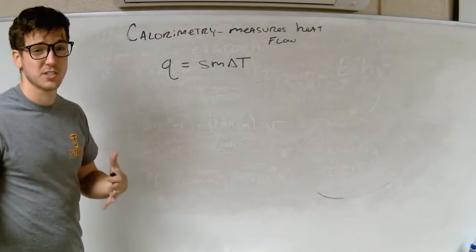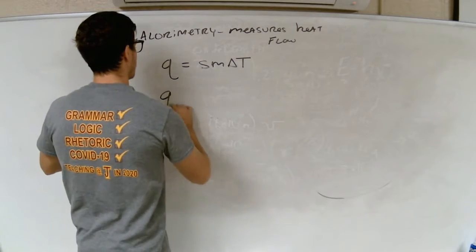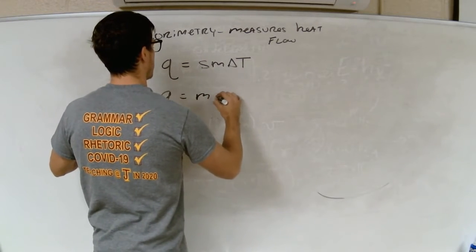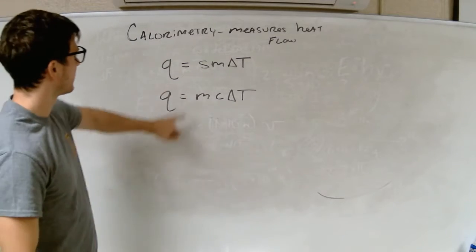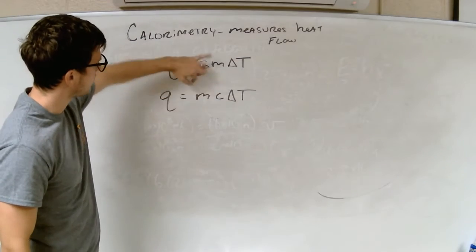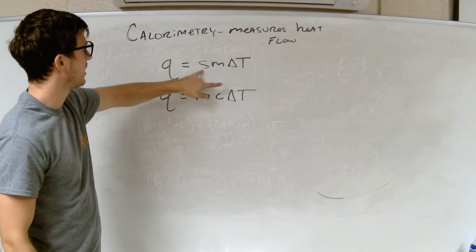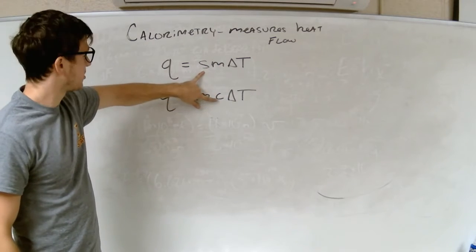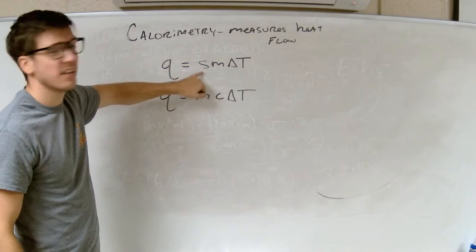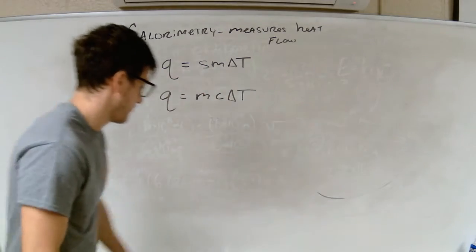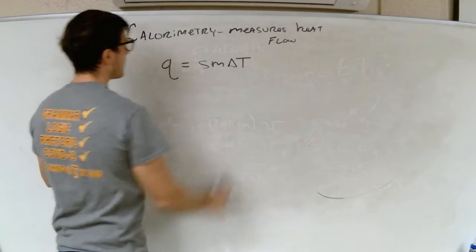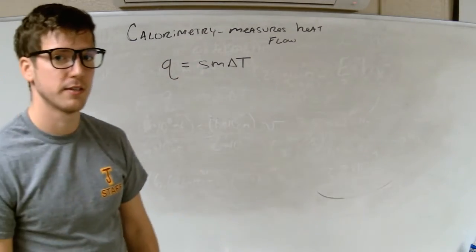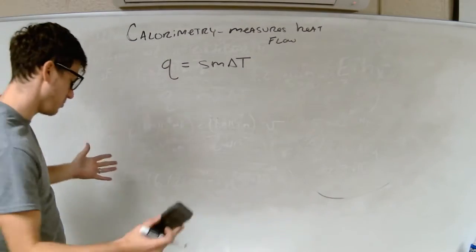So what I just said there was Q-MCAT. You might see something like this instead. Okay, the only difference being the S and the C, right? This is mass, change in temperature. S and C, this is just heat capacity, and this is specific heat. You can use them interchangeably, it doesn't really matter. But we use Q-SMAT, because that's what the cool kids do.